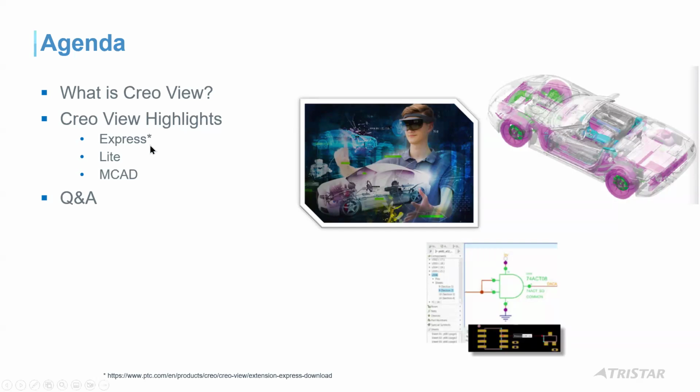I have a little asterisk on the Express because that is a free viewer that you can download. There's a hyperlink down here off of PTC's website. Anybody can install this viewer. It works on Windows systems. I don't know if anybody's using Linux these days in their workplace, but it works on your Windows systems. You can install this and view models when somebody sends you a model, or you find something online that you want to open that's been generated in the format that Creo View supports, and I'll go through what that means.